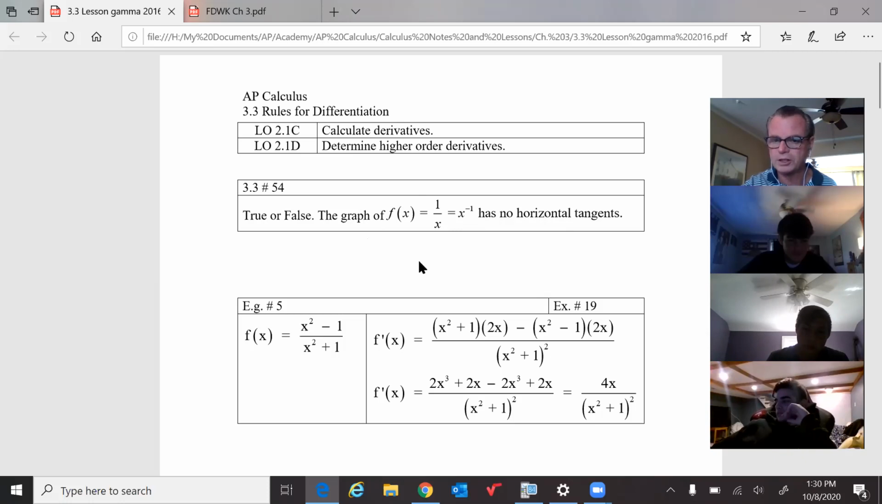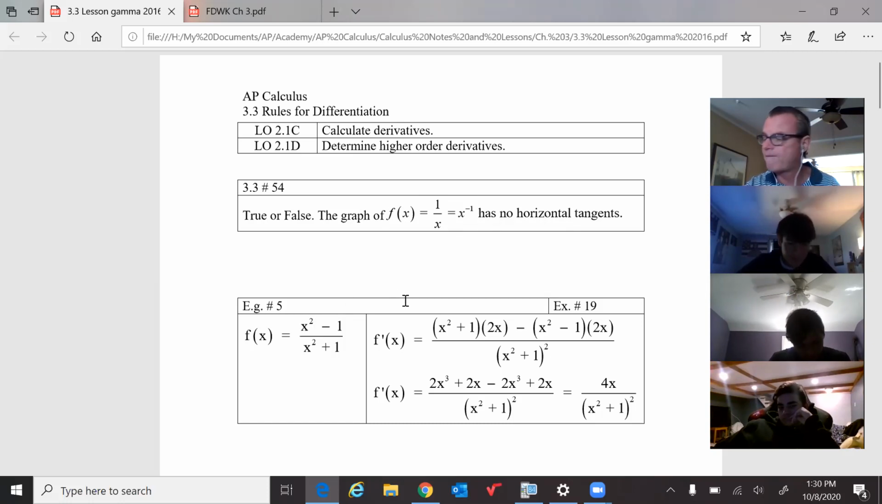So would this thing have a horizontal tangent, meaning the slope of the derivative is 0? Is there any time that that could happen? And then as I'm thinking about that, as we're doing the work, your subconscious will be working on the problem as we proceed through the example. So here's what's happening.